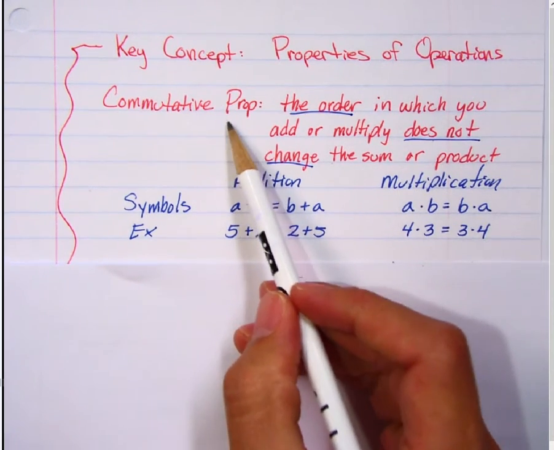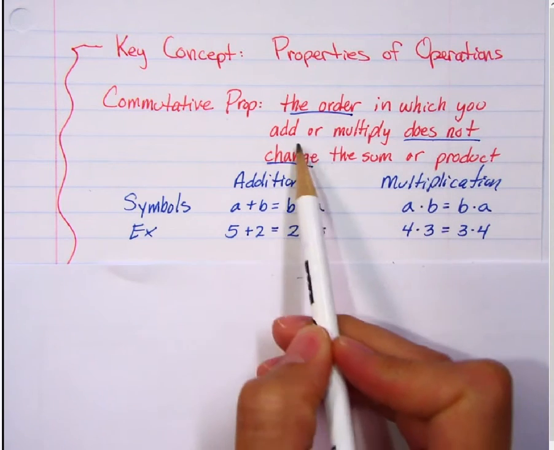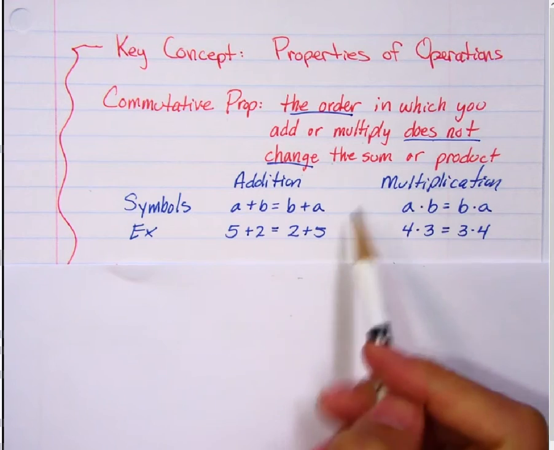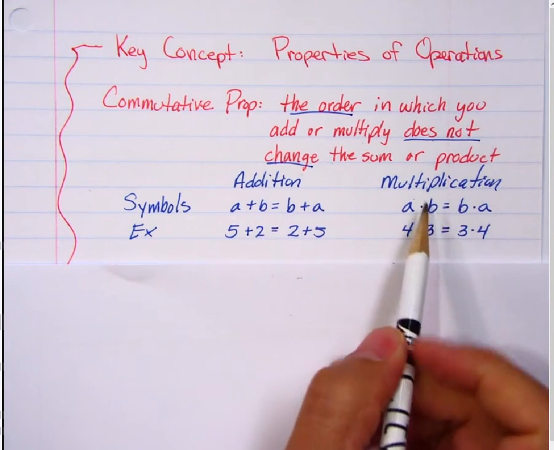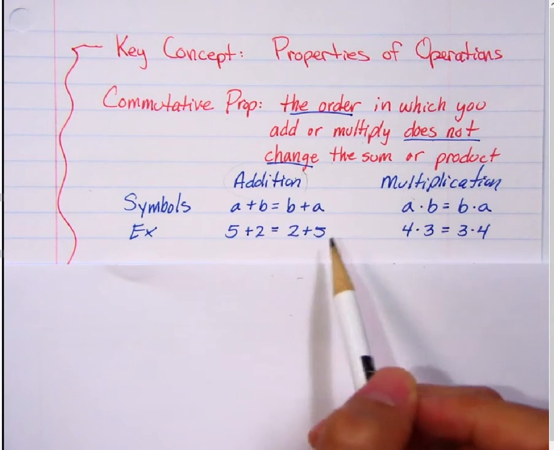So here's the key concept: properties of operations, commutative property. I'm pretty sure you've seen this before, but write it down one more time just to make sure. The order in which you add or multiply does not change the sum or product. This works for both multiplication and addition. The reason is multiplication is just repeated addition, so if it works for one, it's going to work for the other.